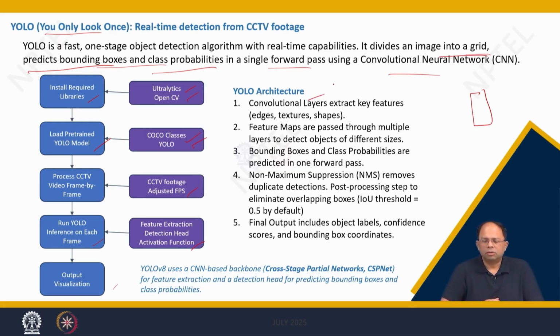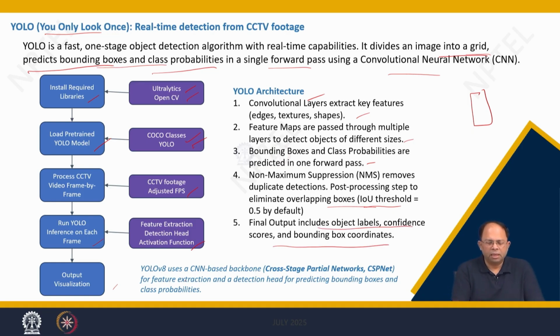So the YOLO architecture is like this: convolution layers extract key features like edges, textures, and shapes. Then feature maps are passed to multiple layers to detect objects of different sizes. Then bounding boxes and class probabilities are predicted in one forward pass, and then non-maximum suppression removes duplicate detections, a post-processing step to eliminate overlapping boxes. This is where we gave an IOU threshold of 0.5 by default, or we can set our own values, just to make sure there are no duplicate detections or overlapping predictions. And the final output includes object-level confidence scores and bounding box coordinates.